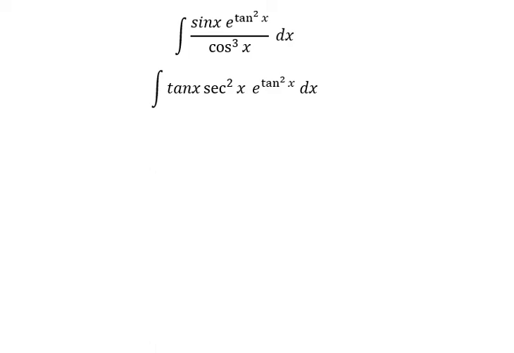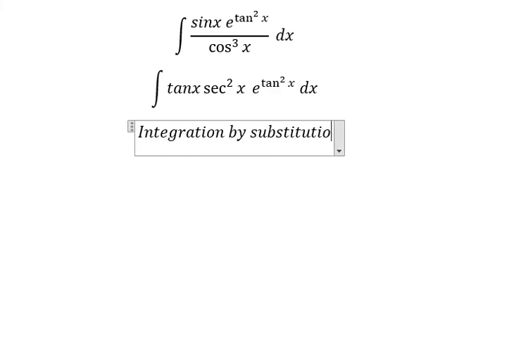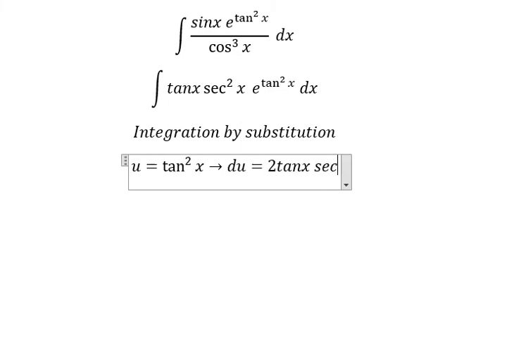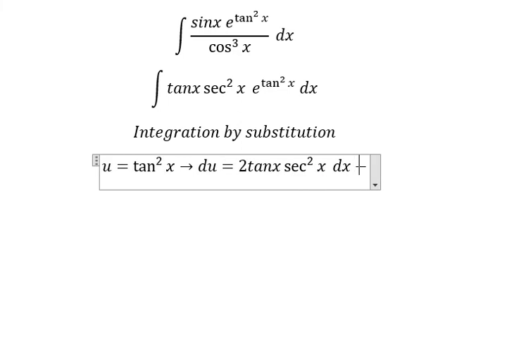Next, we need to use integration by substitution. So I will put u equal to tan x squared. If I take the first derivative of both sides, we have du equals 2 tan x secant of x squared dx. Next, we divide both sides by 2.